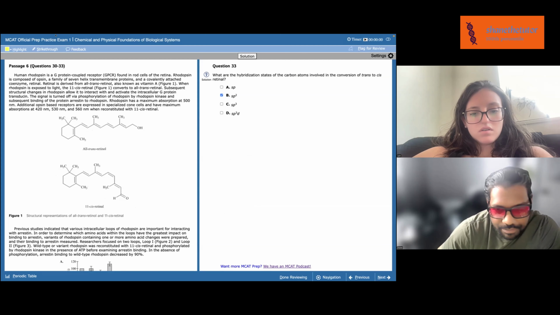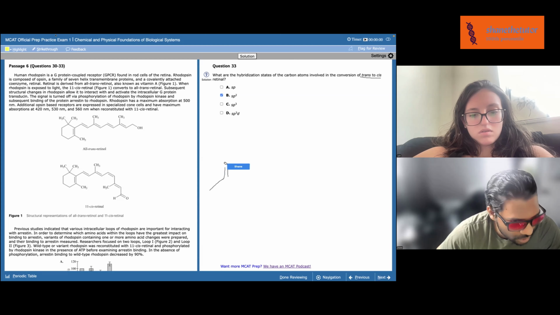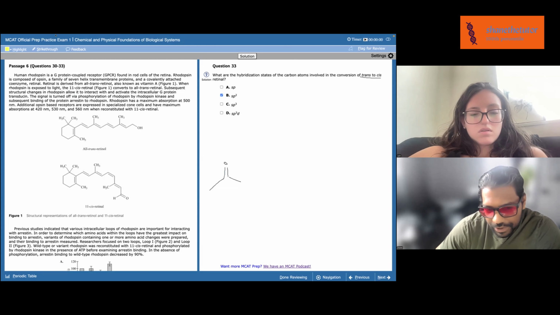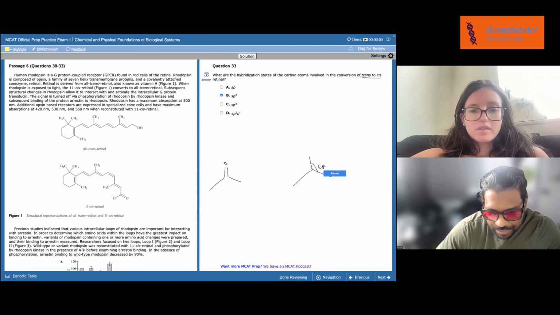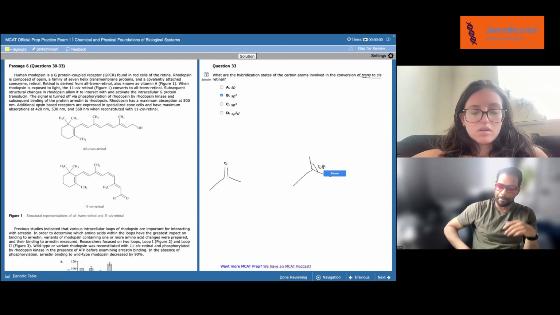Now the thing is, it doesn't matter if it's trans or cis in terms of the shape. If it has a double bond, it will be trigonal planar, same thing as with a ketone or an aldehyde. Whenever you have a double bond, you're going to have the trigonal planar shape. It's flat, and there are 120 degrees between each of them.